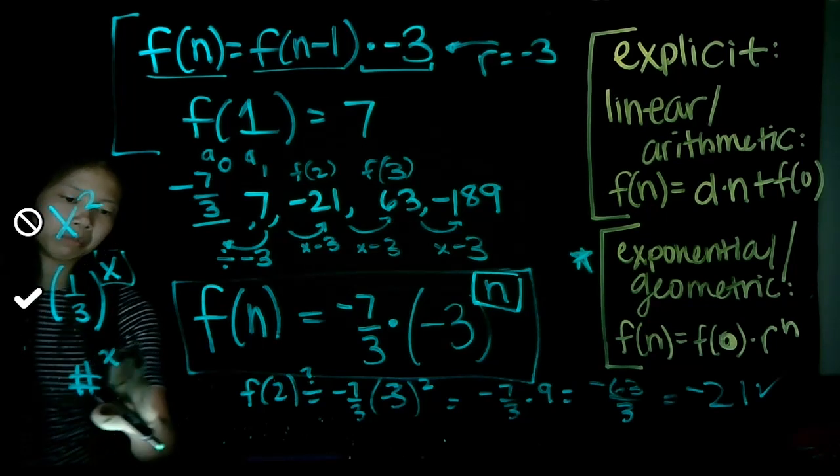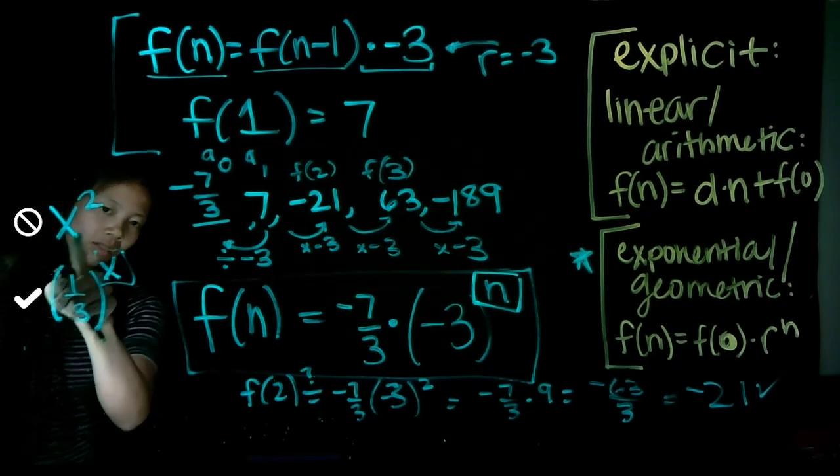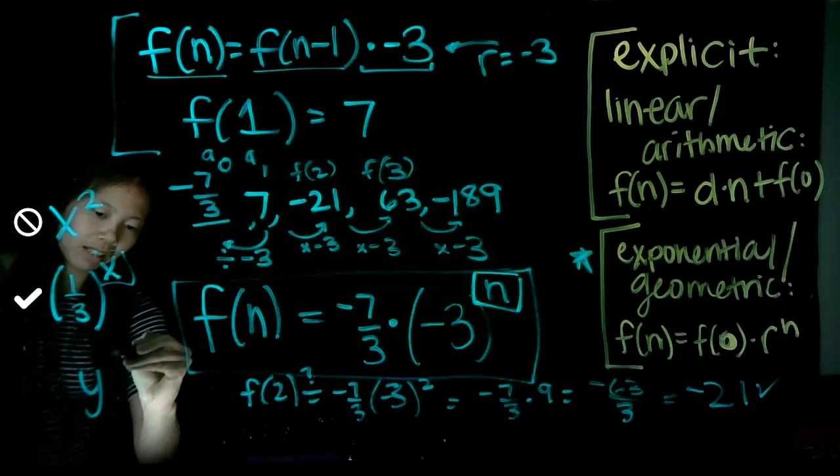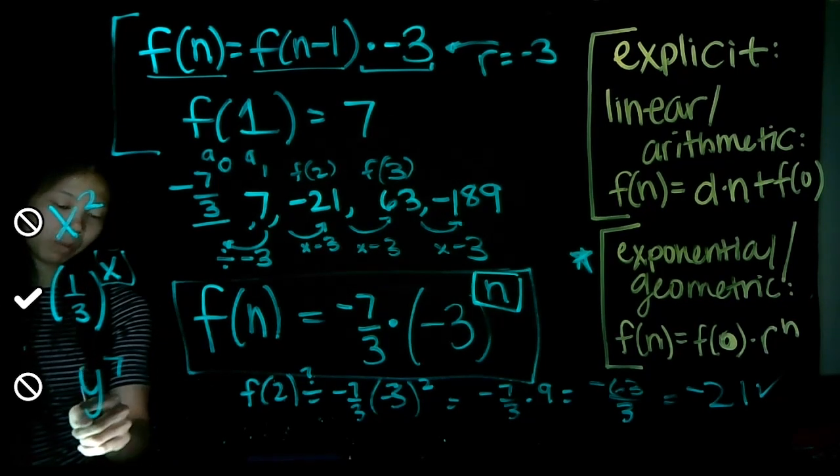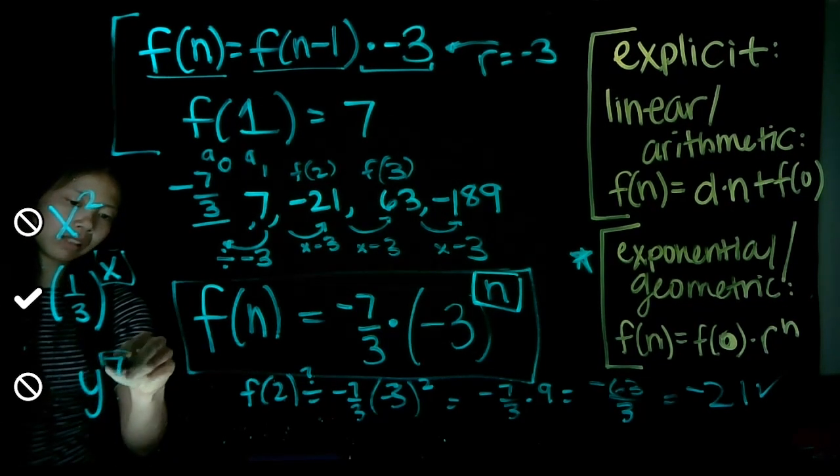So whenever you have a base number that is an actual number and it's being raised to some variable, that is exponential. But if it's the other way around, like x squared, or maybe you have like y to the 7th power or something, this is not exponential because the variable is not the exponent.